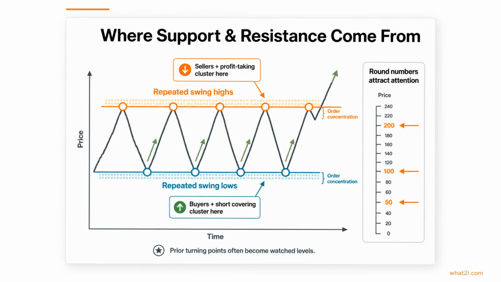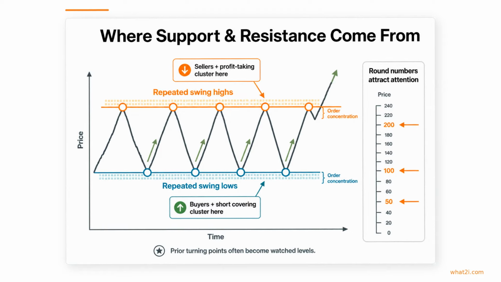If price has bounced several times near the same low area, that zone may become support because traders remember it and place orders there again. If price has repeatedly stalled near the same upper area, that can become resistance for similar reasons. These zones often reflect places where many buyers, sellers, or profit takers became active before. Round numbers can also matter because they attract attention and often cluster orders. In short, these levels come from repeated market memory, not from magic.